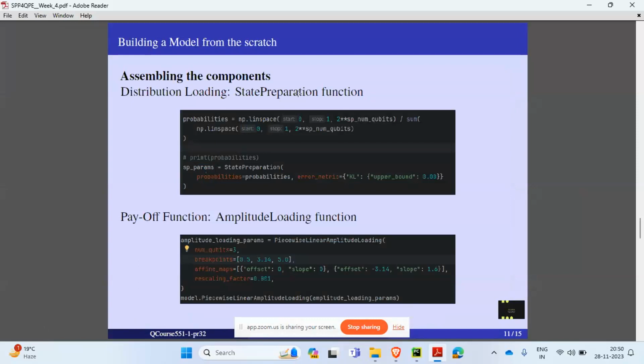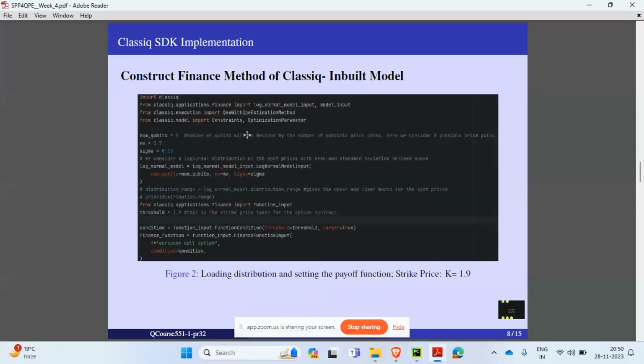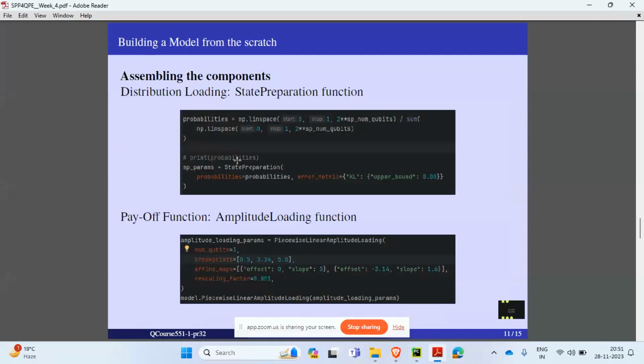So now we are also planning to develop a finance model from scratch, since the previous model here allowed only two distributions, the log normal distribution and also a Gaussian distribution. Here we have tried the log normal distribution. Here, using the state preparation function, we can ask the user to input possible price paths with defined probabilities. And these are the different components which we can use to build an option pricing model from scratch. So we have the state preparation function.